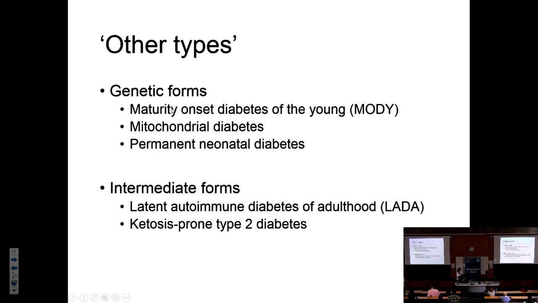I could spend ages talking about them, but to keep it simple, there are genetic forms, most commonly maturity onset diabetes of the young. That's a monogenic form of diabetes that people inherit from their parents. It accounts for between 1 and 4% of diabetes cases as a whole. It has a different treatment to type 1 and type 2, so there's real benefit in trying to diagnose it. And there's also these intermediate forms of diabetes. I've mentioned ketosis-prone type 2, but also latent autoimmune diabetes of adulthood, which is a very slow-burning type 1 diabetes that presents later in life.